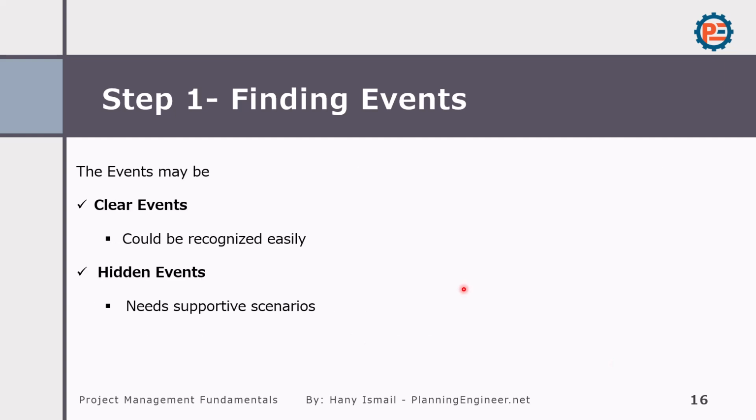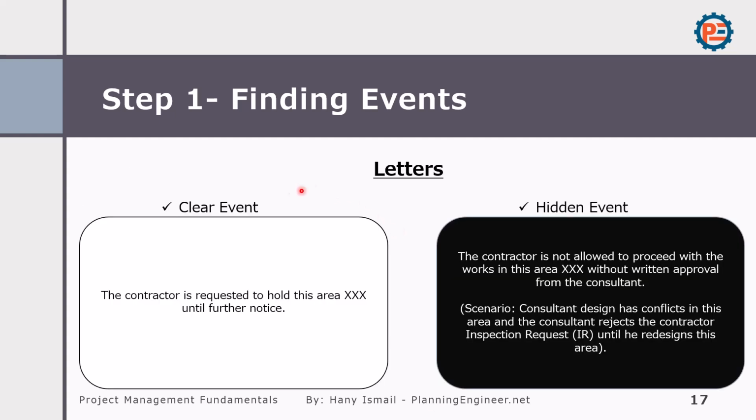And to be honest, the events are not always clear. There are clear events that can be recognized easily, and there are hidden events that need supportive scenarios and further investigation. For example, a clear event could be: the contractor is requested to hold this area until further notice. This is a very clear event, but this is not the case in most construction projects.